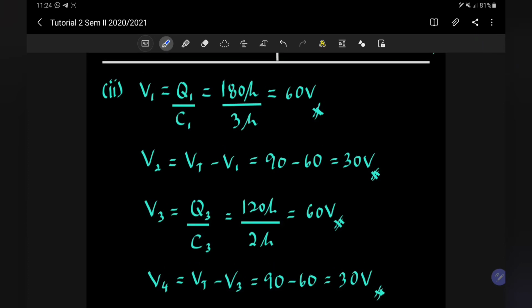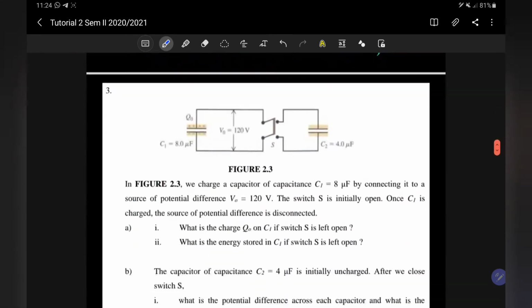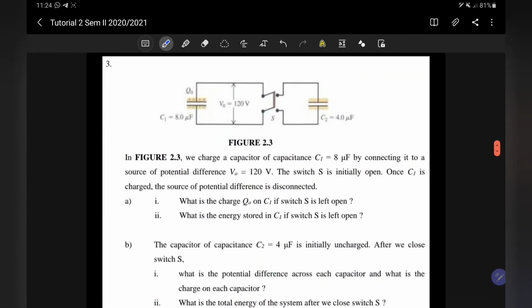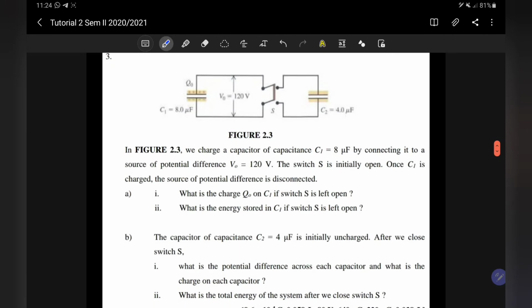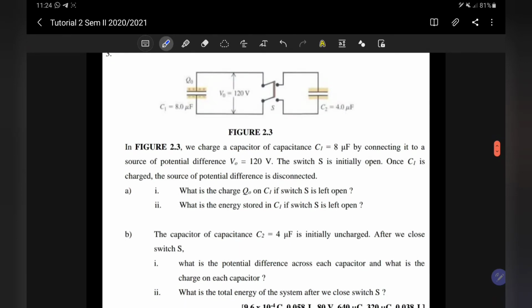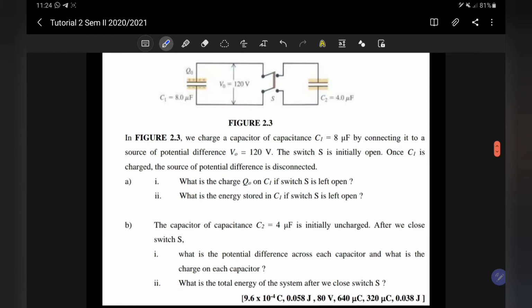Okay, let's turn to question number 3. What is the question? Alright, seems quite interesting here. This is a little bit, we are talking about a conceptual question. We need to understand chapter 2 very, very well for this question. Okay, so what do we have? In figure 2.3, this is the figure.